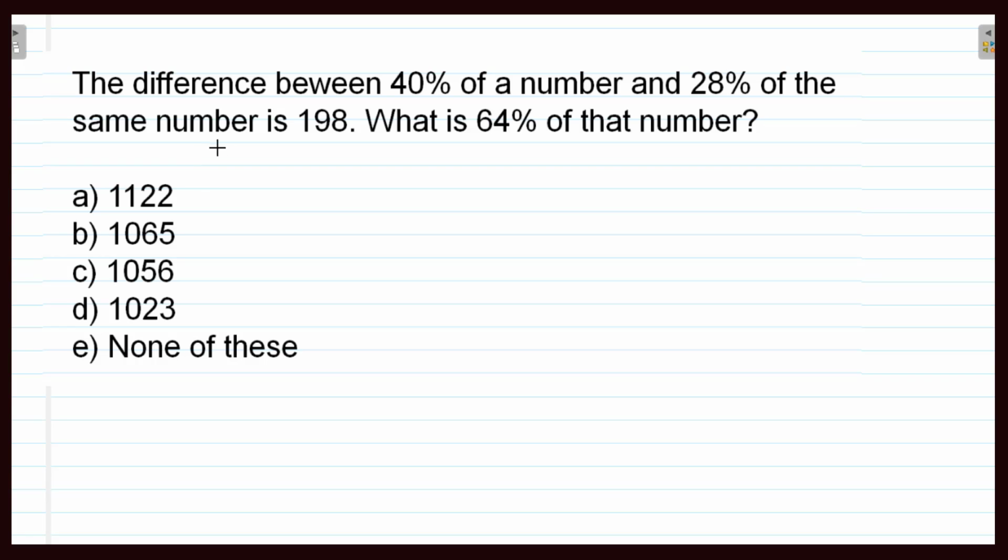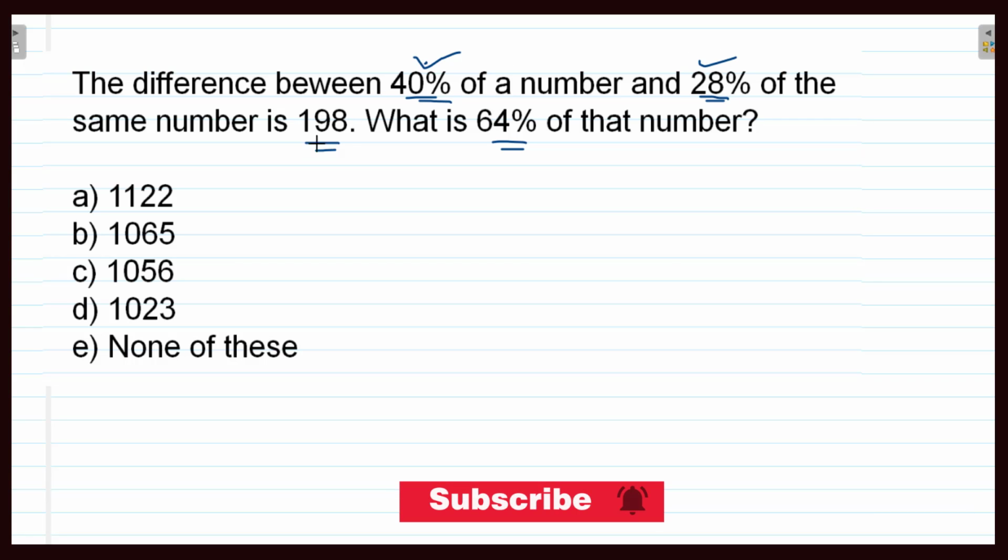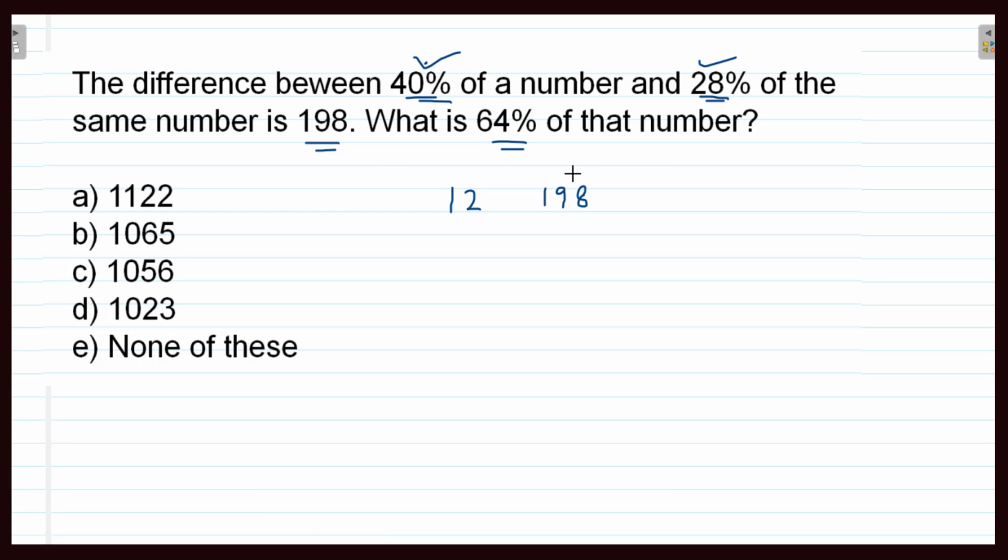The difference between 40% of the number and 28% of the same number is 198. What is 64% of that number? This is same as that of the previous question. So the difference between 40% and that of 28% is given as 198. So difference between these two will be what? It will be 12%. And so 12% is 198. Therefore 64% will be how much?